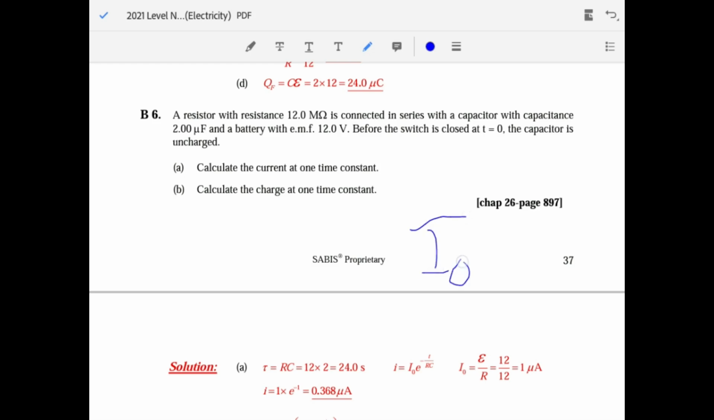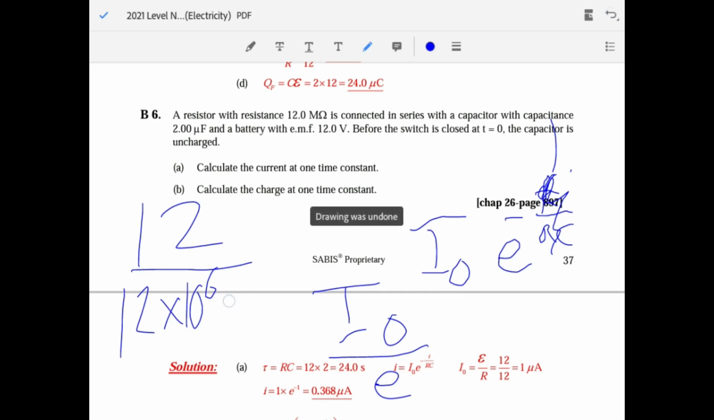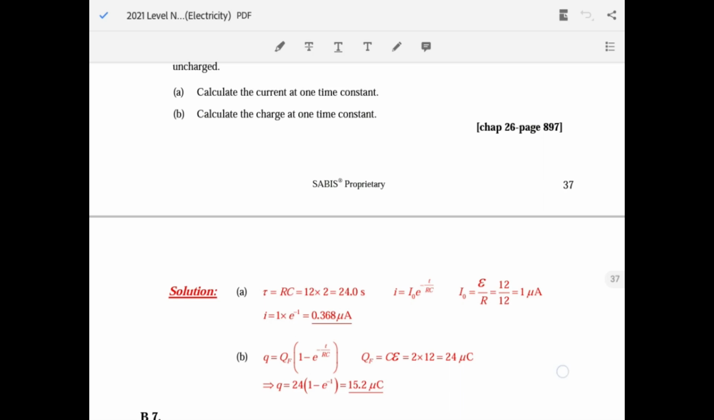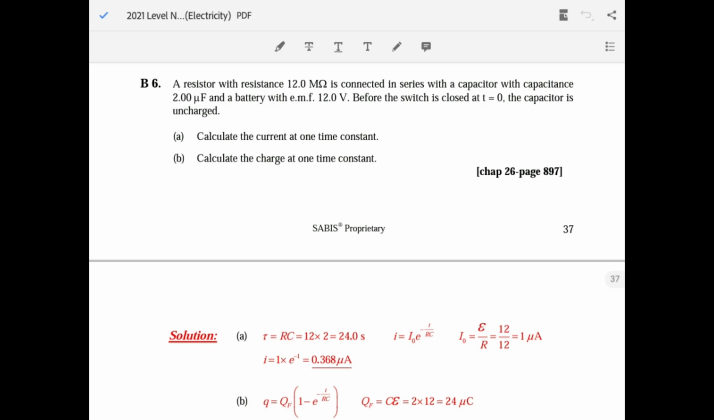So current is I0 e to the power minus t over the time constant, which is RC. At one time constant, this is RC again, so this whole exponent is minus 1. So the answer is I0 over e, where I0 is V over R. So 12 over 12 times 10 to the power 6, and then over e. So it's basically 1 over e times 10 to the power minus 6, micro. So 0.4 microampere approximately.